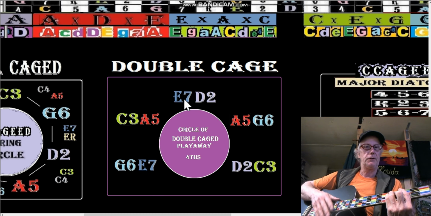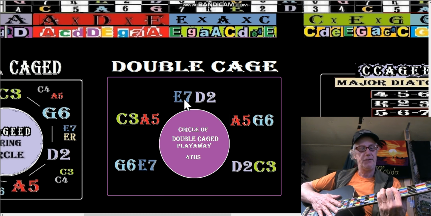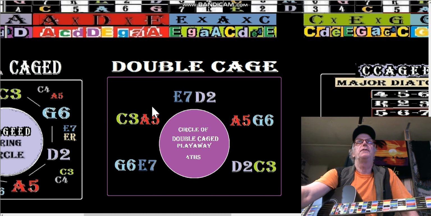Here's a regular E. And here's the E-shaped F. So the fourth of the C-shaped C is the E-shaped F. So right there, the fourth of the C is the E-shaped, and vice versa. Conversely, the fifth of the E shape is the C shape.